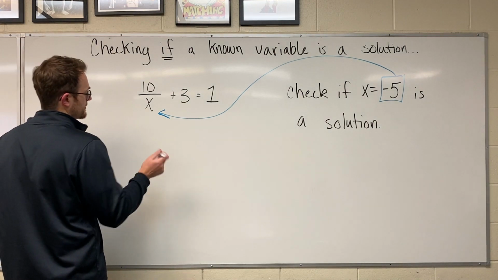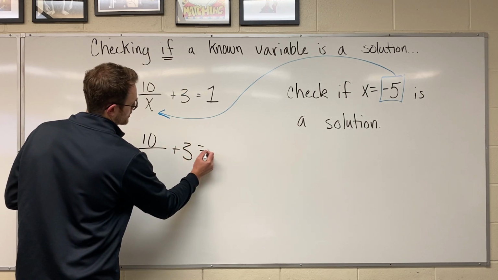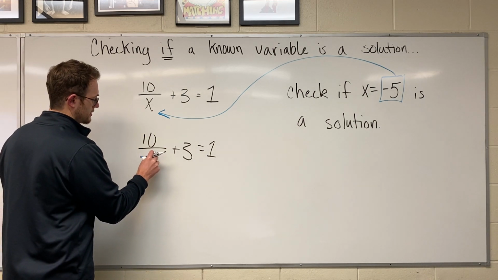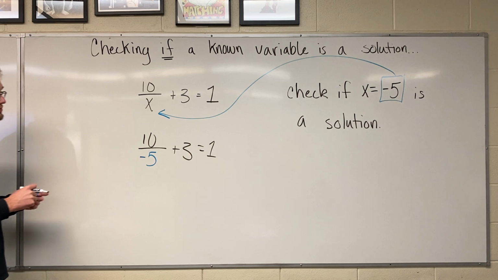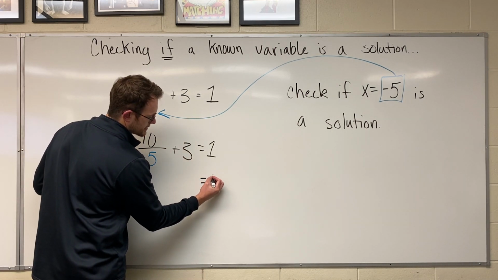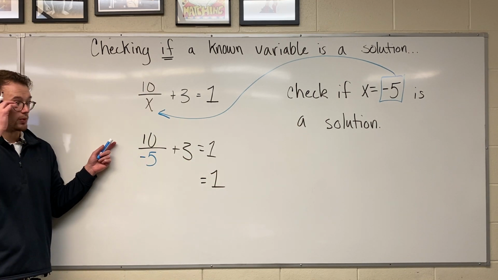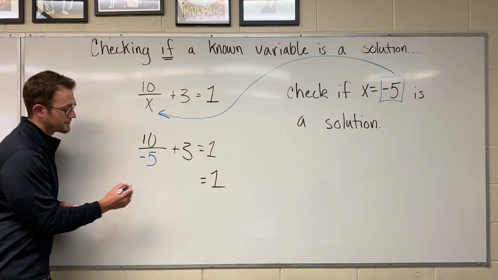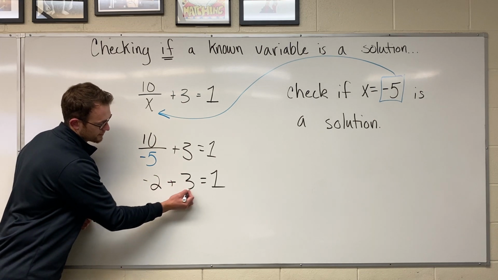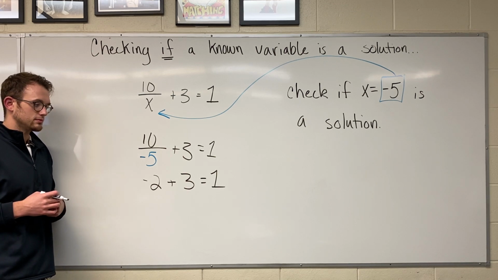All right, so I'm going to have 10 over x, plus 3 equals 1. So I'm going to substitute in -5. Like I said, we're not doing anything to this right side, so that's still going to be 1. What is 10 divided by -5? Well, 10 divided by -5 is -2. Plus 3. What is -2 plus 3? 1.